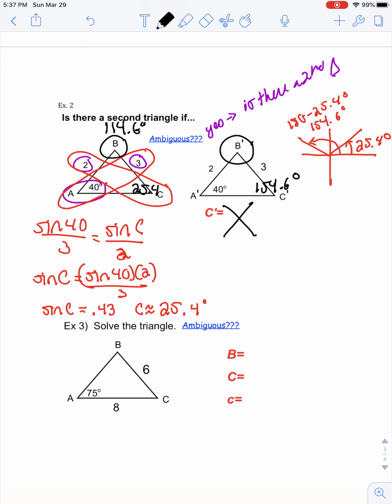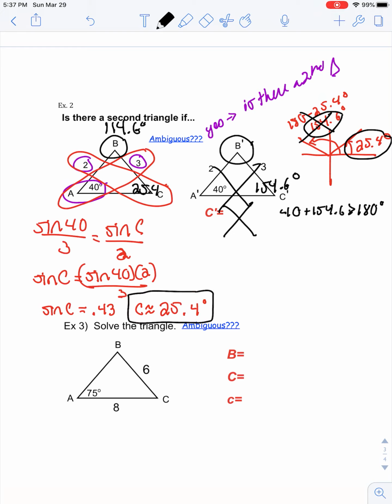This time the answer is no, and that's because that 40 plus that 154.6 is already bigger than 180 degrees, which means that even though there were two possible values for angle C, this one will not work since it will not form a triangle. Now, we can still finish the problem.